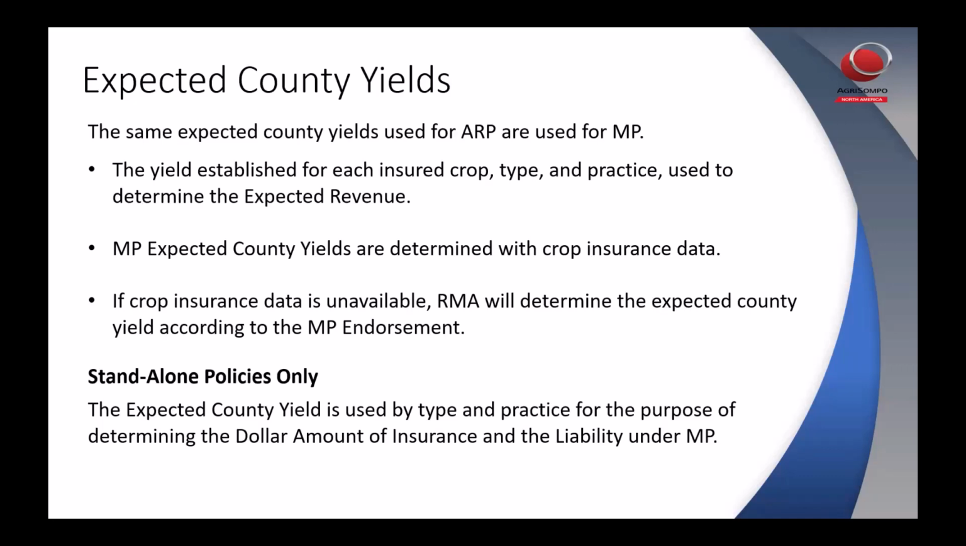In the event RMA has an area where there's not enough production reported, they will make a determination on the expected yield. And keep in mind that the expected county yield is used for type and practice when you're doing the dollar amount of insurance and liability under margin protection. So you can do standalone, or you can also team it up with an underlying base policy. A relatively simple concept. I think everybody understands this from some of the old area risk protection policies that we used to have out there. Very similar to that.